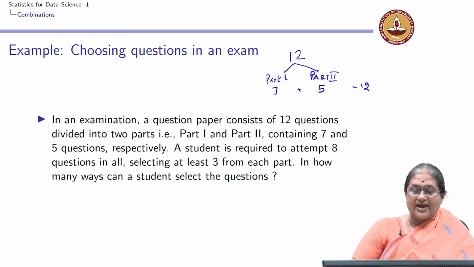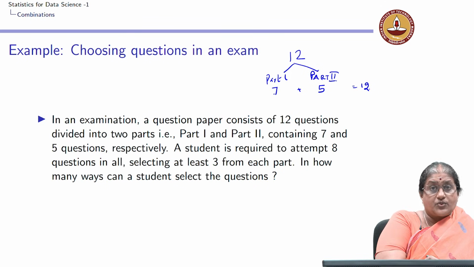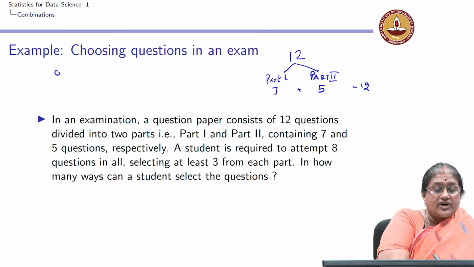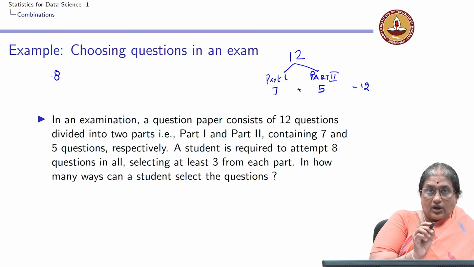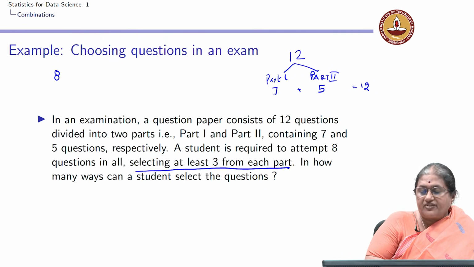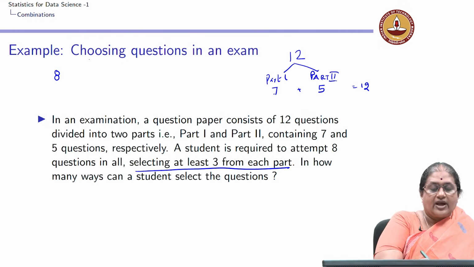Now, a student has to attempt 8 questions in all. How many ways can a student attempt them? A student has to attempt 8 questions, and the condition is he has to choose at least 3 from each part. So, I have a part 1, I have a part 2. I can either choose 3 from here.